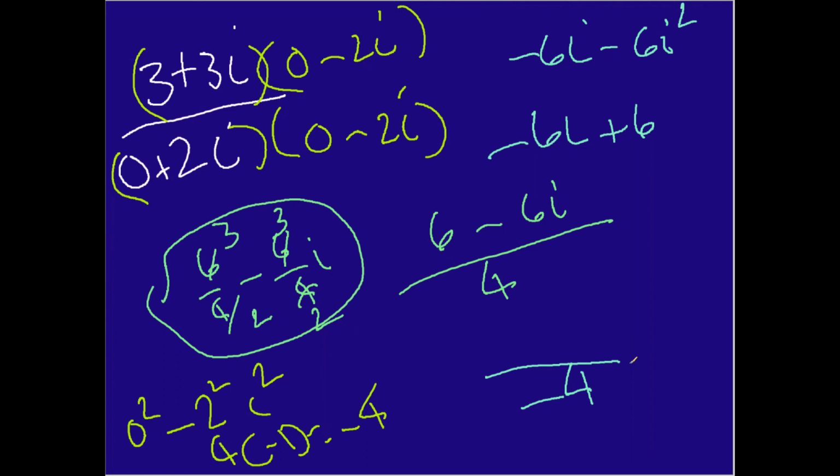And then again, you go through all the basic processes of algebra, and then we ended up with the final answer of 6 over 4 minus 6 over 4i. But because you can't simplify or reduce 6 over 4, the final answer was 3 over 2 minus 3 over 2i. And that's what happened there.